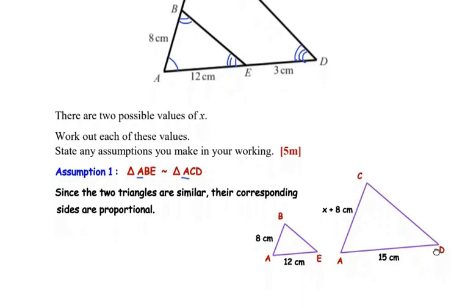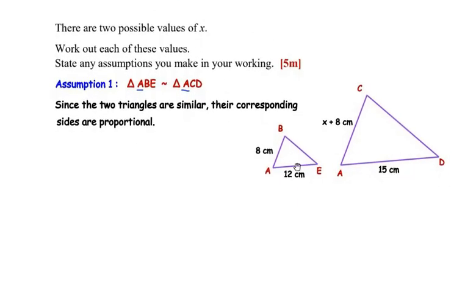Now once we have drawn this, we know that if the two triangles are similar, the corresponding sides will be in the same proportion. So here we have written, since the two triangles are similar, their corresponding sides are proportional. So the side AB corresponds to the side AC. So AB over AC is equal to the side AE from the first triangle corresponds to the side AD from the second triangle. So AE over AD. Now we have substituted their respective values. AB is 8 over AC is x plus 8 is equal to AE is 12 and AD is 15.